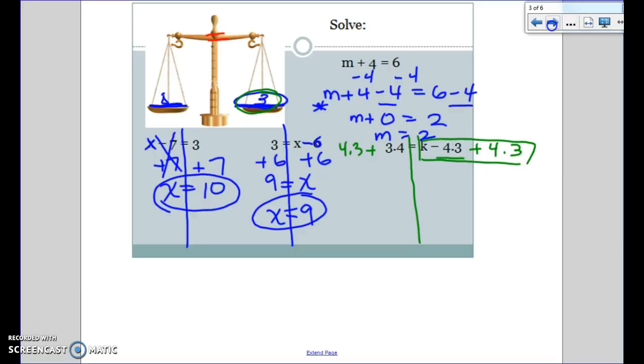Combining like terms tells me that negative 4.3 and 4.3 are opposites, so they'll add up to 0, and k plus 0 is still k. On the left-hand side, 4.3 and 3.4 together make 7.7. So k must equal 7.7. All right, so these are one-step equations that we're solving, and we're using the inverse operation. So whenever you see an addition sign, we're going to use the opposite of that, the inverse of that, to solve for the variable or isolate the variable.